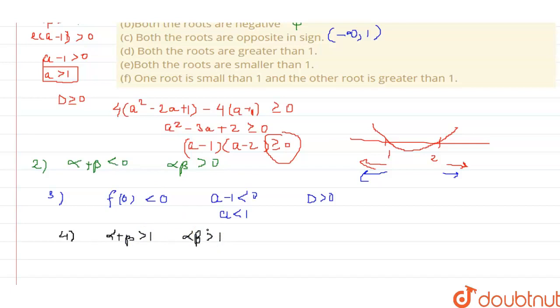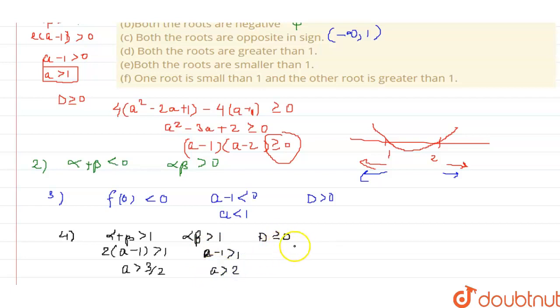Now next is what we can say on d. We can comment on d that d must be greater than or equal to 0. So if this is the case, then we can say that alpha plus beta greater than 1, or we can say that 2 times a minus 1 should be greater than 1, or we can say that a should be greater than 3 by 2. If we solve this alpha beta greater than 1, then we can say that a minus 1 should be greater than 1, or we can say that a should be greater than 2.